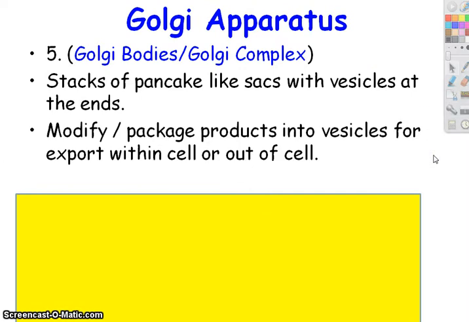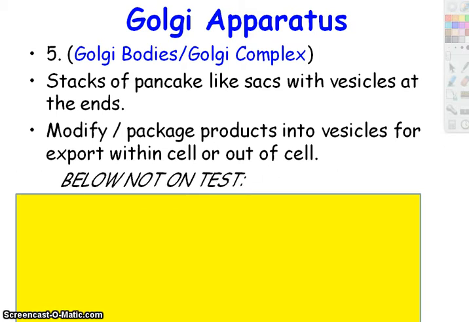All right. Their job is to modify and package products into vesicles for export. And here's the thing. Remember, the ER also modified stuff. What I really want you to know about the Golgi bodies is that they're like the UPS of the cell. They're going to make the final modifications and packaging to ship something out. So it is true that the ER can modify things, but this is where it's going to be the final packing place where it's going to get sent out of the cell.